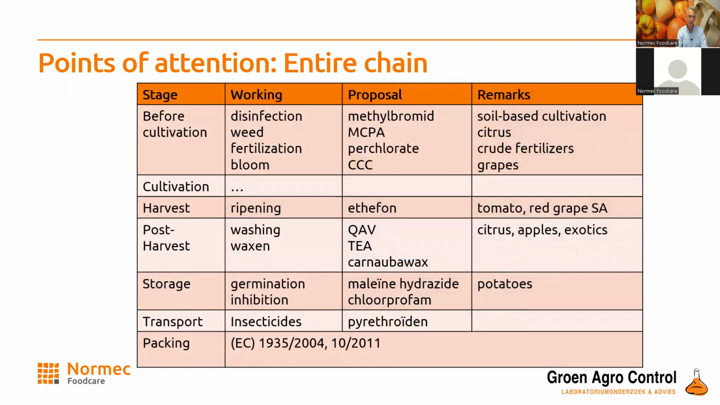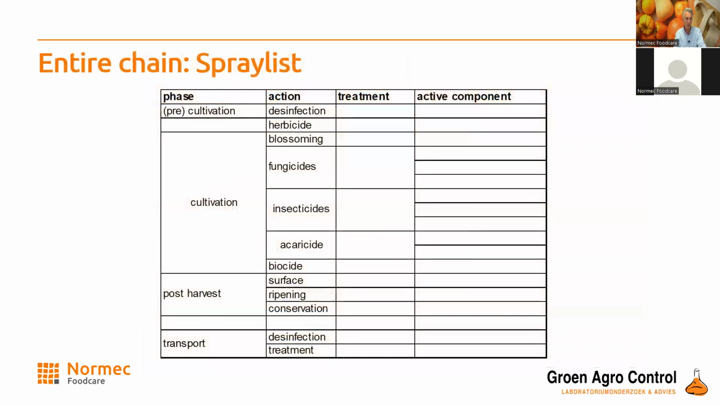Well, we also have some points of attention in the entire chain. Before cultivation, for example, disinfection by methyl bromide in the soil, but also the use of 2-methyl-4-chlorophenoxyacetic acid, for the wheat, just in the citrus. And so for all these products, during all these stages of the chain, you have a lot of working agents to decrease the pesticide, also to increase the quality of the product. So that is really important, and you have to check that, and the best way to do that is in a spray list.